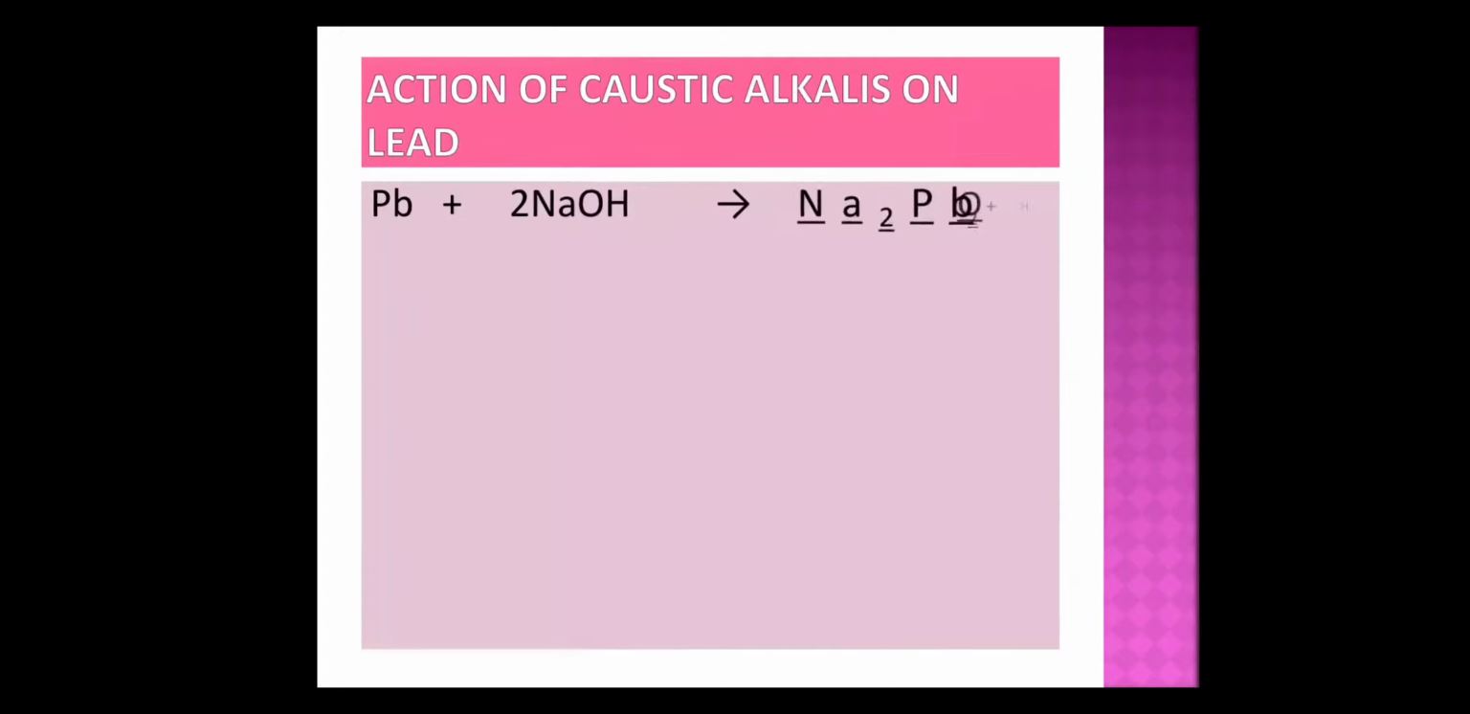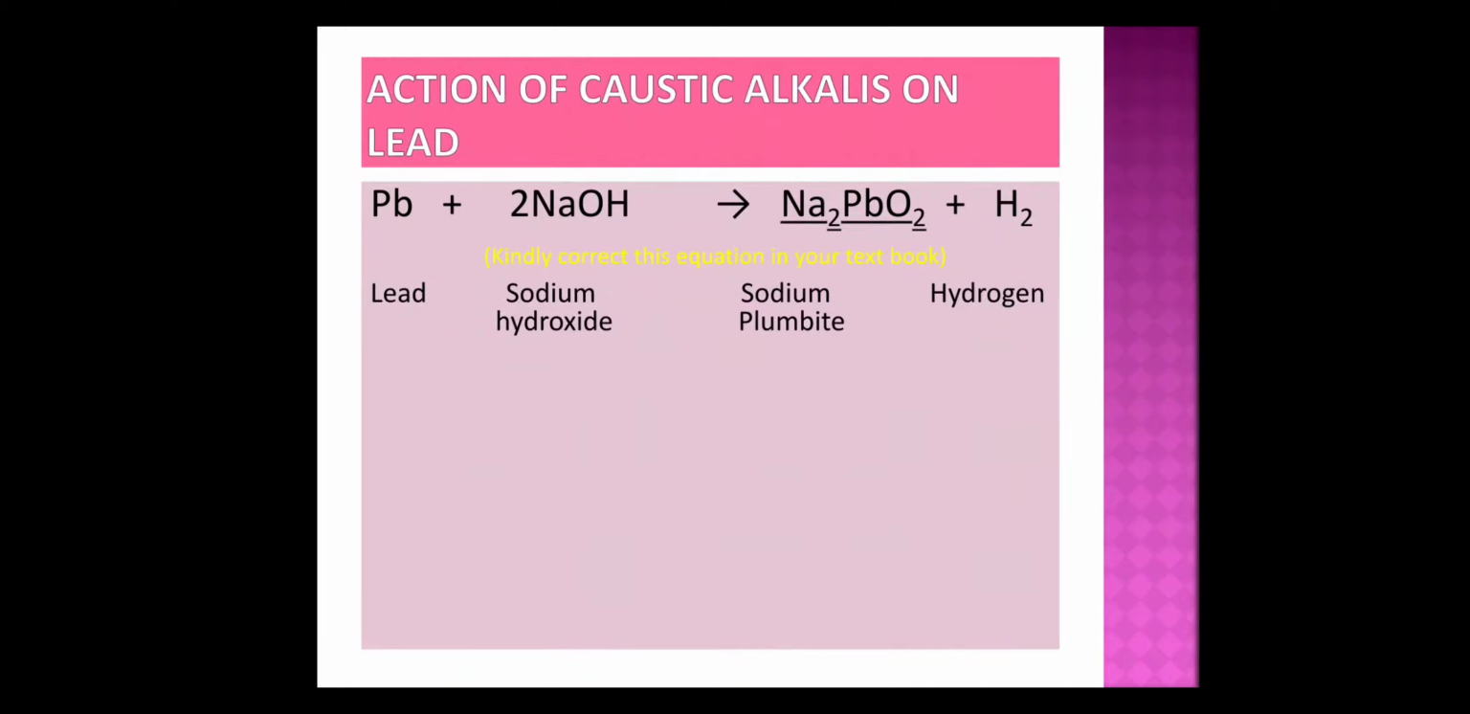Now let us see the action of lead with caustic alkalis. Lead reacts with sodium hydroxide to give sodium plumbite and hydrogen. Children, I would like you to note in this reaction the one that is underlined, sodium plumbite. We get only one molecule of sodium plumbite.